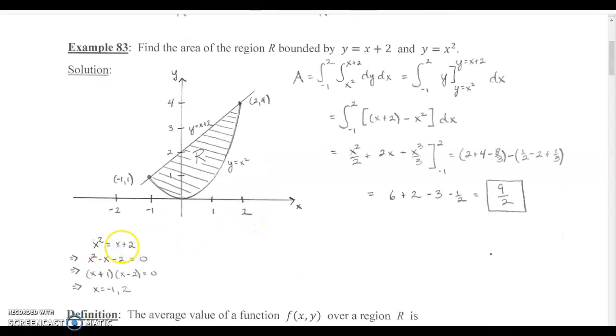So I'm going to set x squared equal to x plus 2, and I solve for that, and I see that x equals minus 1 and 2. So when x equals minus 1 and x equals 2, these guys intersect. So that's the easiest way to set up my double integral.